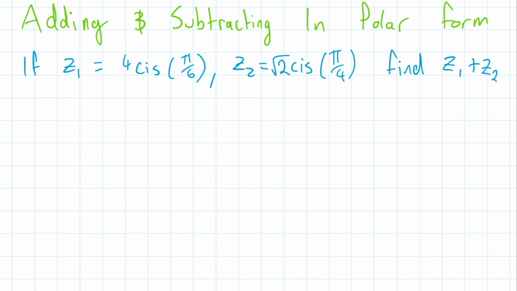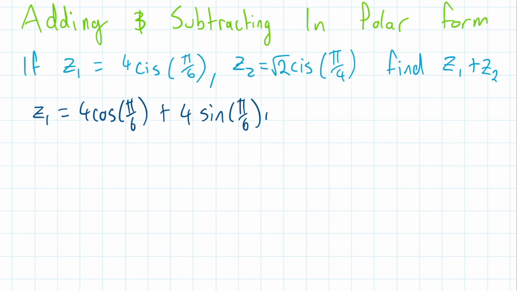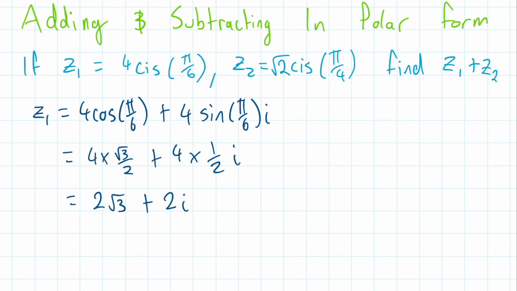So, luckily, we know how to convert between polar form and Cartesian form, so let's just go ahead and do that. z1 is going to be equal to 4 cos pi on 6 plus 4 sine pi on 6 i. Well, cos of pi on 6 is root 3 over 2, so this is simply going to become 4 times root 3 over 2 plus 4 times, well, sine of pi on 6 is a half, i. 4 divided by 2 is going to give 2, so this gives 2 root 3 plus 2 lots of i.